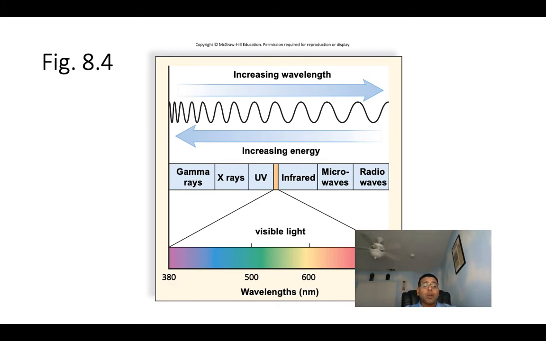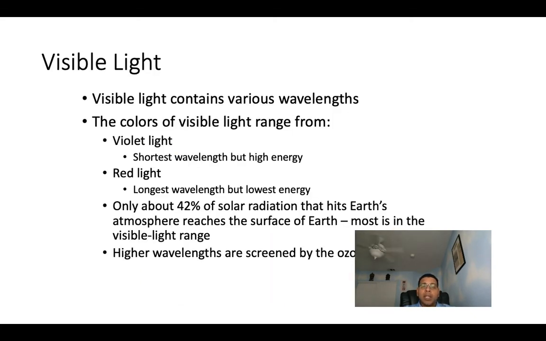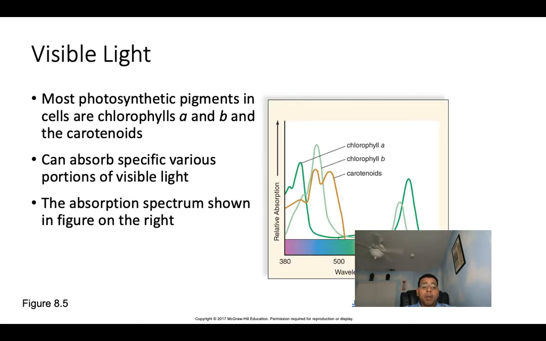The pigments found within most types of photosynthesizing cells, the chlorophylls A and B and also the carotenoids, are capable of absorbing various portions of visible light. You can see here the absorption spectrum, and both chlorophyll A and B absorb violet, indigo, blue, and red light better than light of other colors. Green light is reflected and only minimally absorbed, making leaves appear green to us.